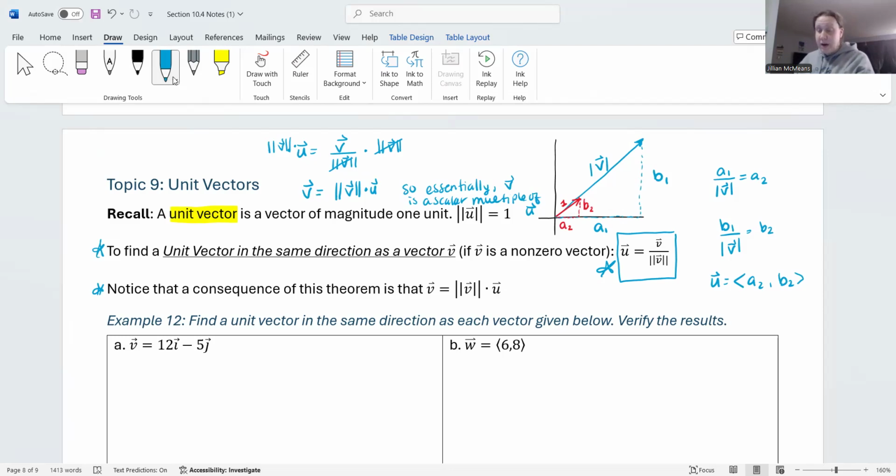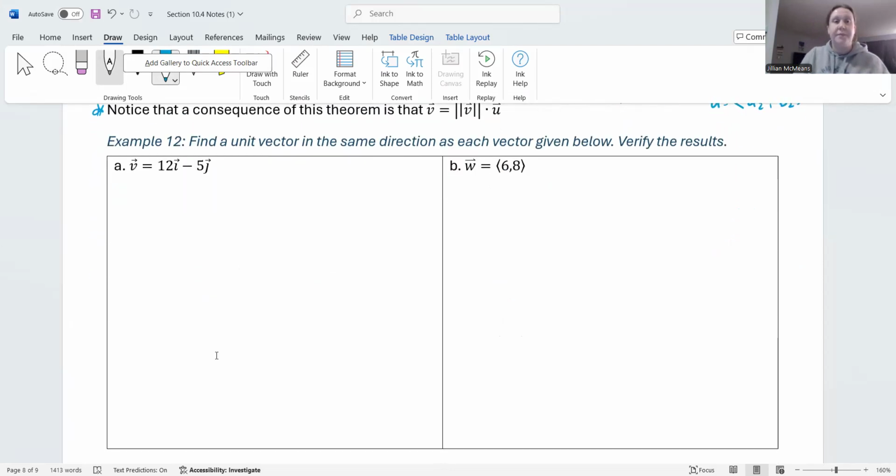Now let's play around with this. Let's actually put this into practice. Not terrible at all. You're going to get icky numbers, but it's not terrible. Example 12 says find a unit vector in the same direction as each vector given below. Verify your results. This is where we can really drive the point home.